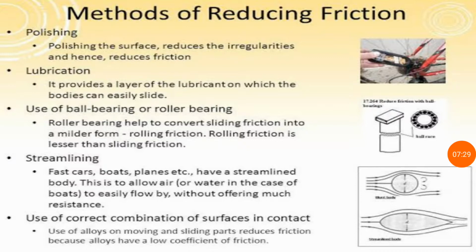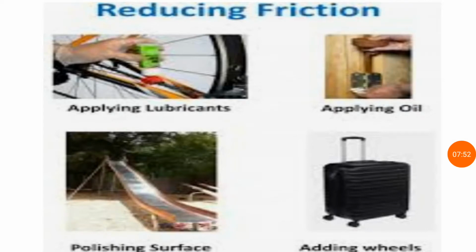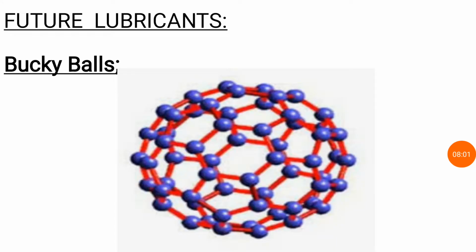The method of using ball bearings converts sliding friction into rolling friction. And fast cars, boats, and planes have a streamlined body. This is to allow air to easily flow by without offering much resistance. Now these are the different methods of reducing friction. In the figure, you can easily see how we can reduce friction by polishing the surface, by adding wheels, and by applying oils and lubricants.